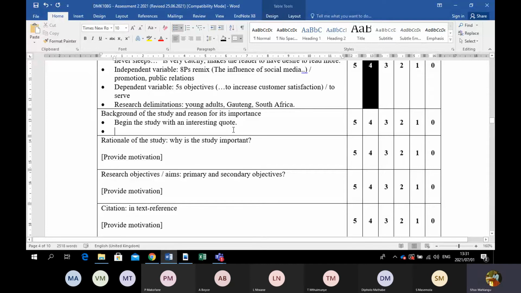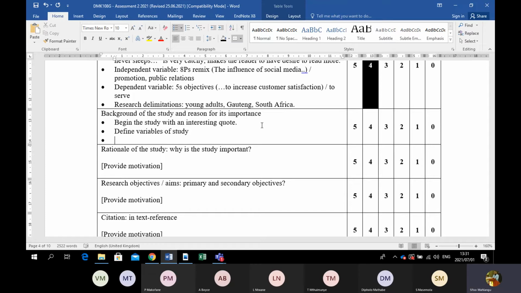that you also define variables of the study. So the definitions, that's where they will be included. This also helps you in terms of the guidelines, how you're going to do section B when you write a research proposal.